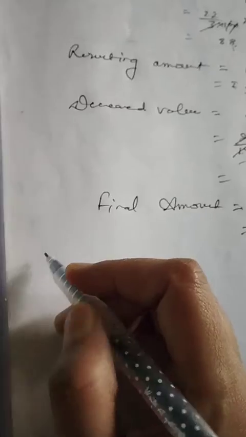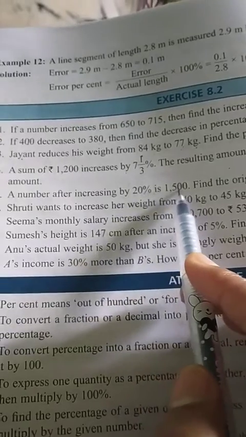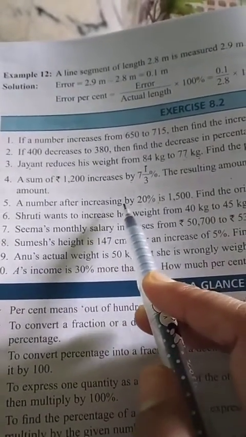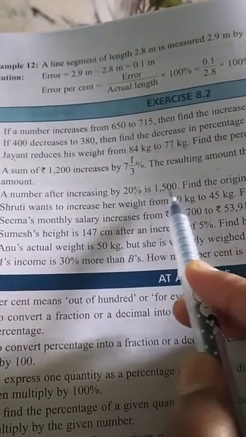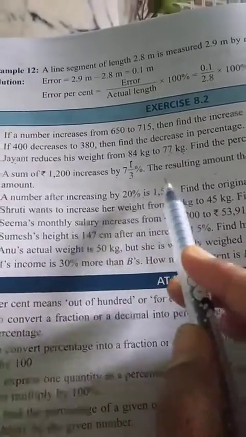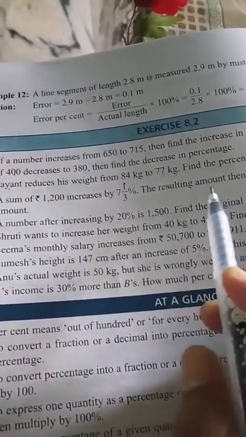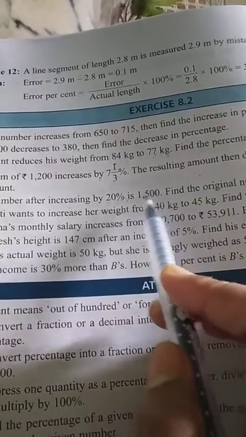Okay, next question is question number 5. Let's see this. A number after increasing by 20% is 1500. Means a number, we don't know what the number is, but it is increased by 20% and the resulting value is this. Means when a number is increased by 20%, the value became 1500. Okay, find the original number.